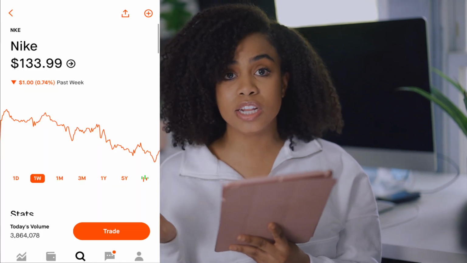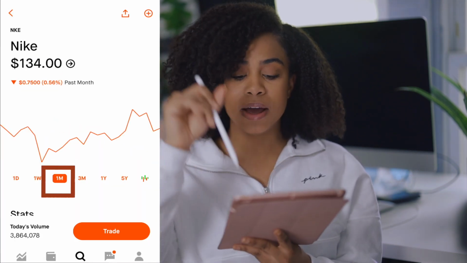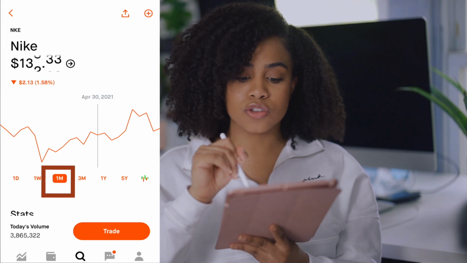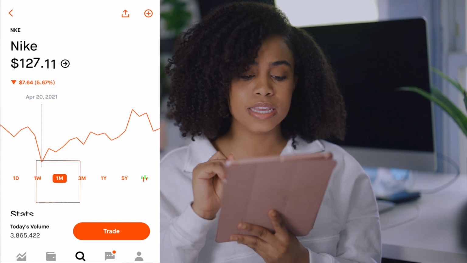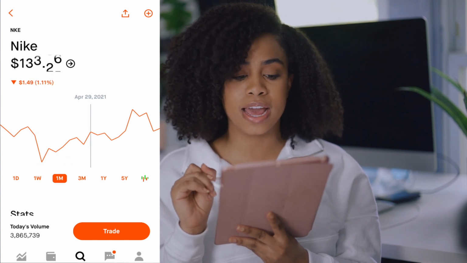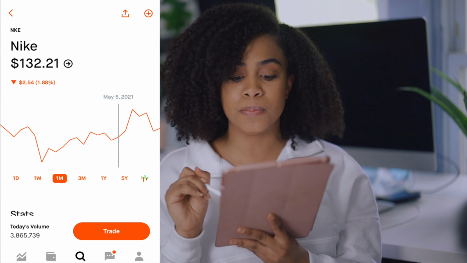And if I hit the monthly chart, it's the same thing. If I take my finger and I hold down and I scroll, I can see the different dates throughout the month, and I could see exactly what Nike was trading at any given day of the month. Now this is helpful if you want to see different historical trends of that stock that you are purchasing.